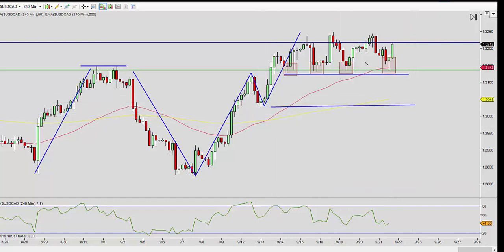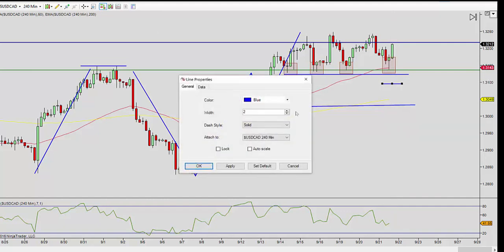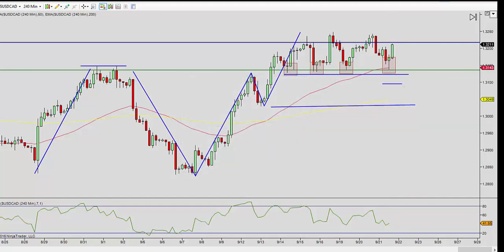Ideal point would be here, but it's a little bit too much risk, so I'd be more aggressive placing it somewhere around here. Most likely be under the even handle number of 130, 100. So it would be 130.95.